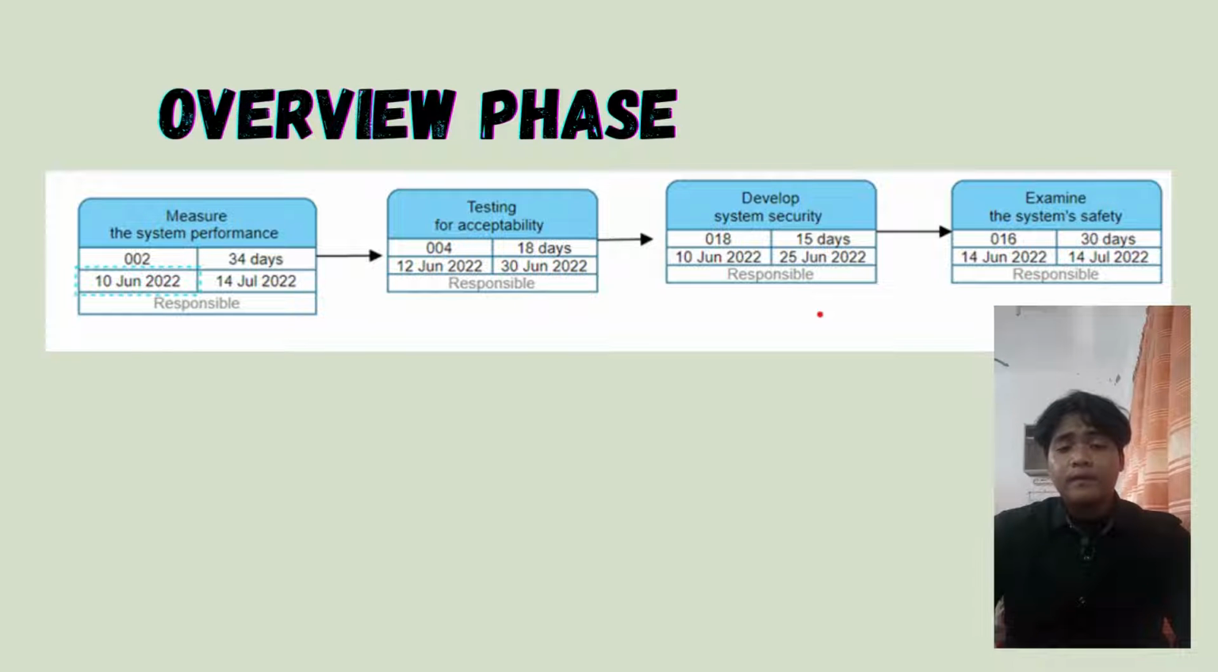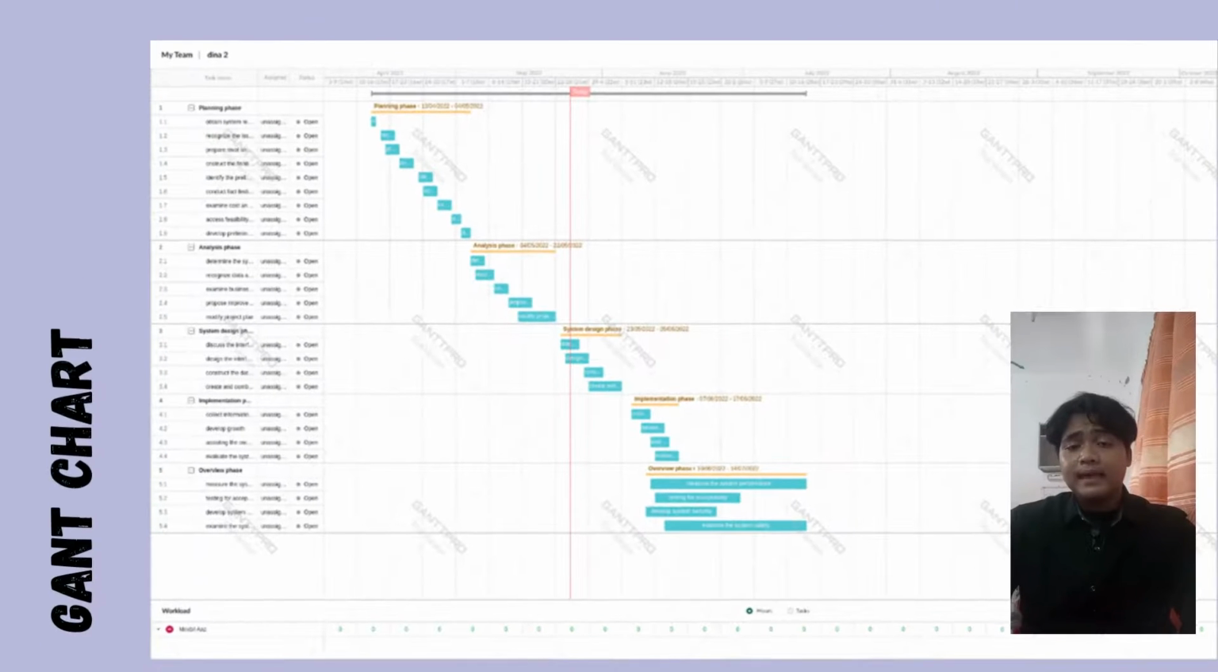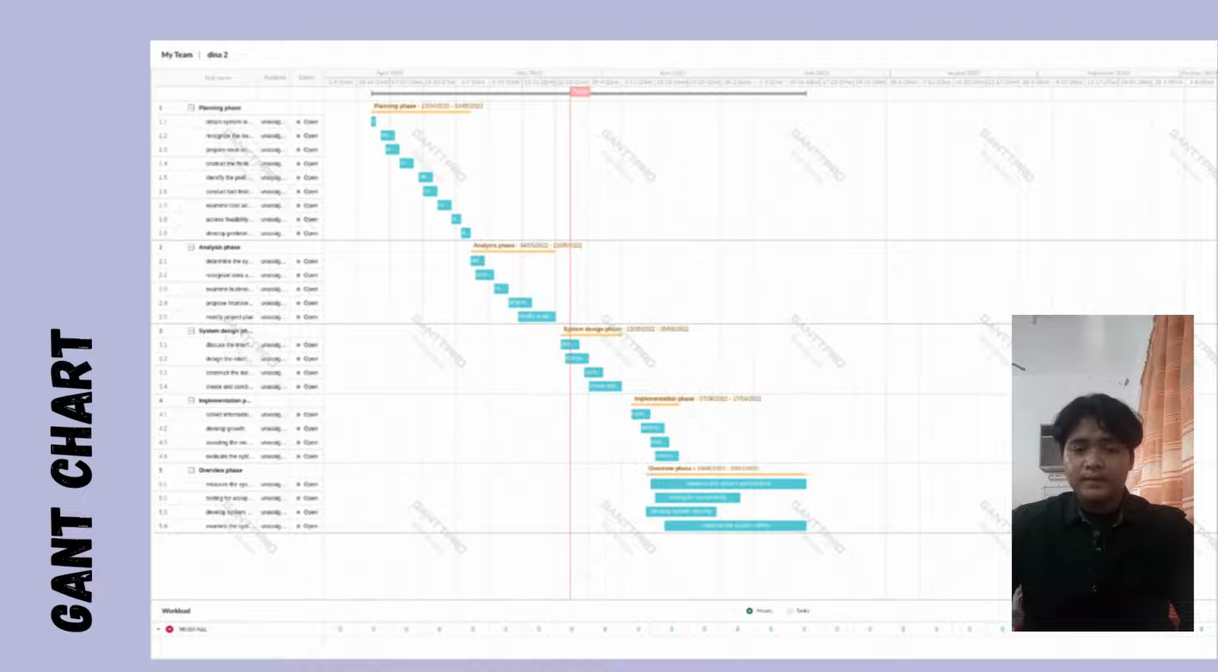Lastly, the overview phase, which started on 10 June and is targeted to be fully completed on 14 July 2022. Lastly is the Gantt chart, which consists of the 5 phases that have been put into it. That's all from our group. Thank you.